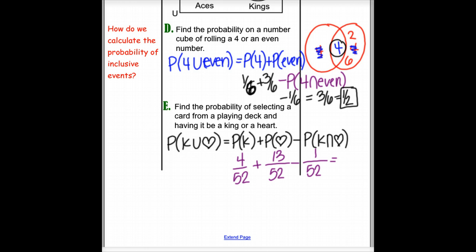4 fifty-seconds plus 13 fifty-seconds is 17 over 52. Minus 1 is 16 over 52. Both of these are divisible by 4. 16 divided by 4 is 4. 52 divided by 4 is 13. So there's a 4 in 13 chance of drawing a card from a standard playing deck and having it be a king or a heart.